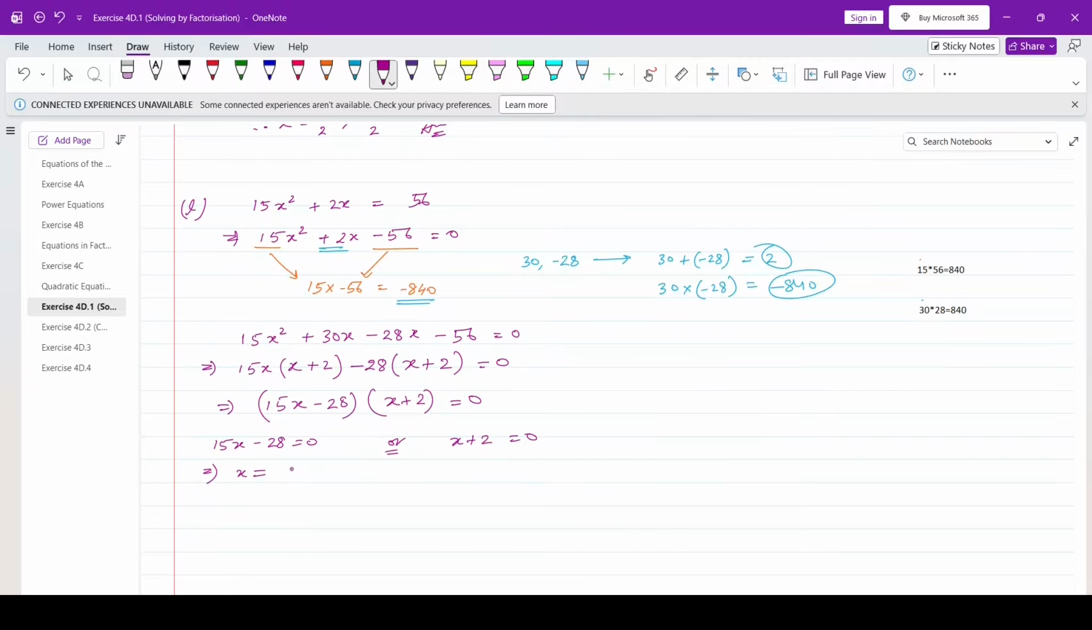So x is equal to 28 divided by 15, and from here x is equal to negative 2. Therefore x is equal to 28 by 15 or negative 2. That's the answer.